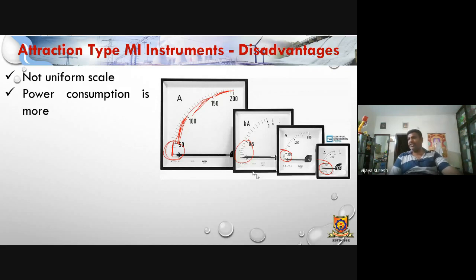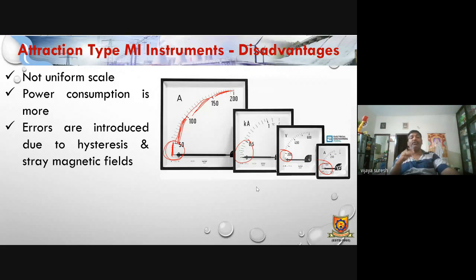The power consumption is more, as we said. The inductance coil will store a certain amount of energy, so the power consumption is also increased. And errors are introduced due to hysteresis and stray magnetic fields. We are using the iron piece, so it has certain magnetic properties. So hysteresis errors will be introduced, and we are using an electromagnet.